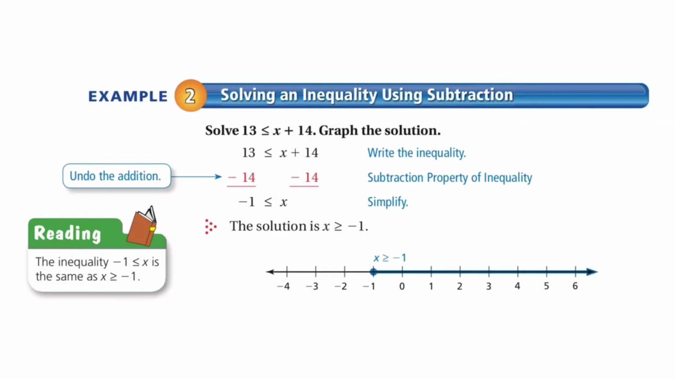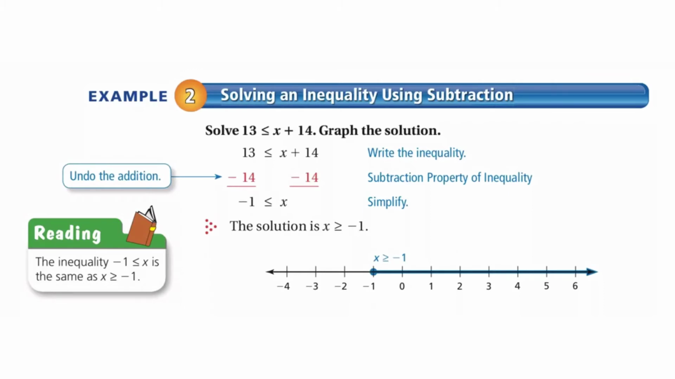For example 2, solving an inequality using subtraction, they start us off with 13 is less than or equal to x plus 14. Now what I would do is turn that inequality around right off the bat. But they solved it first and then they turned it around. So let's solve it first.